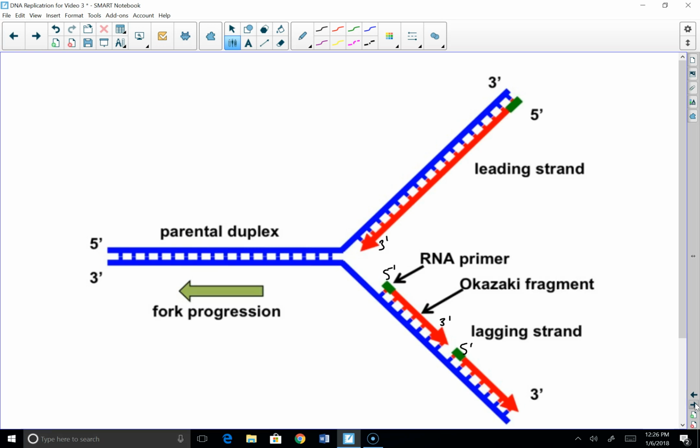Once again, taking a look at the lagging strand, which is over here, you can see this is Okazaki fragment number 1. Let's just say, making this one number 2, and continuing to make several Okazaki fragments.